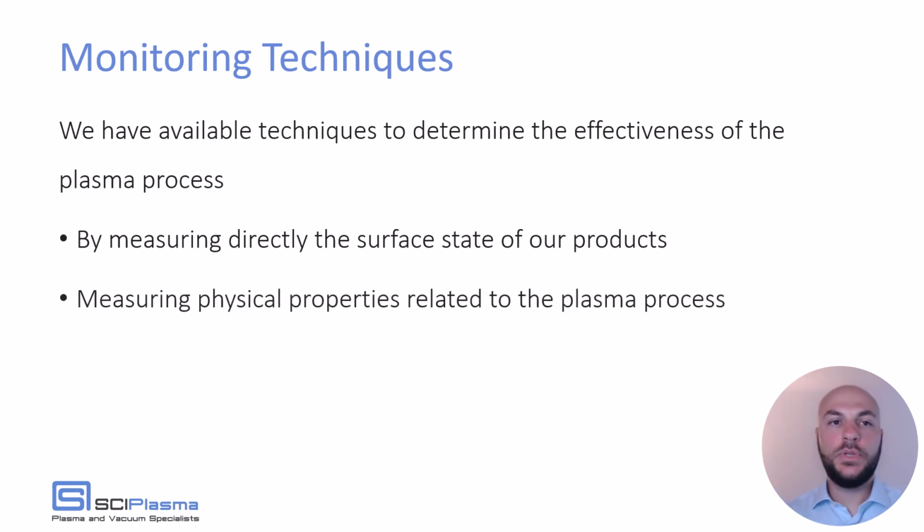The second thing that we can use is measure physical properties of the plasma. And these are reflected power, self-induced bias, and process pressure. These are the very three most common and most important properties. There are other things that we can do, but if we have a hold on the reflected power, the self-induced bias, and the pressure, we are almost 100% sure that the plasma process is working as we want it to work.